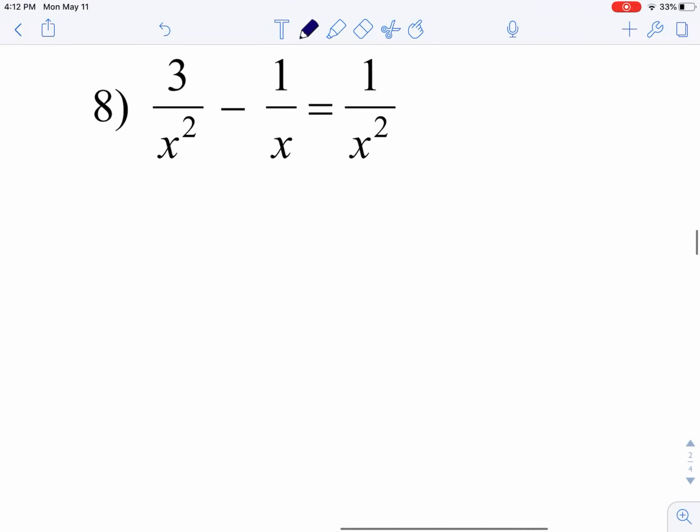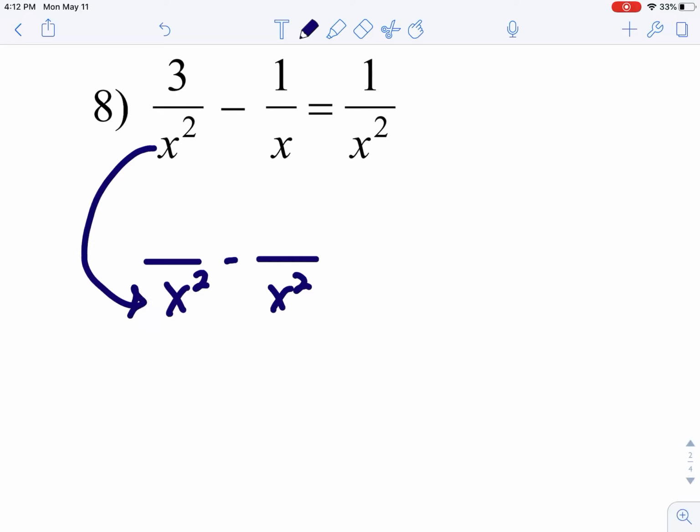So a common denominator for x squared and x is going to be x squared. So this one, I don't have to change at all. It's already common, it's already x squared, so that 3 I do not have to change at all. It's going to stay the same.